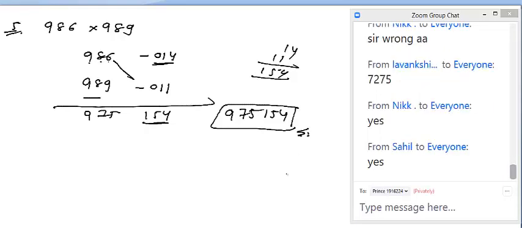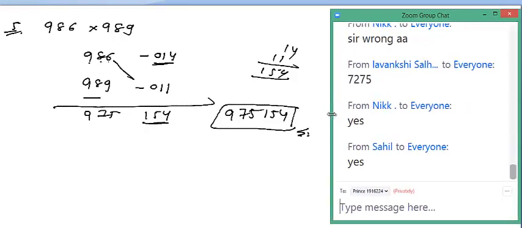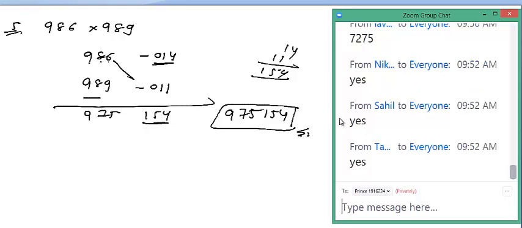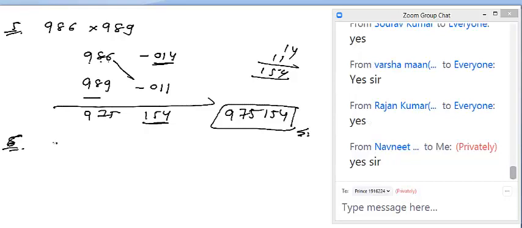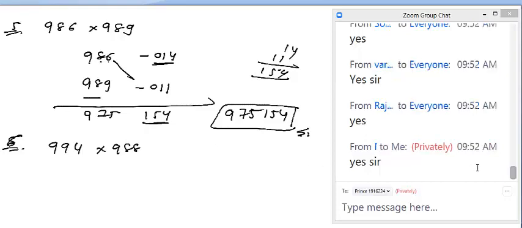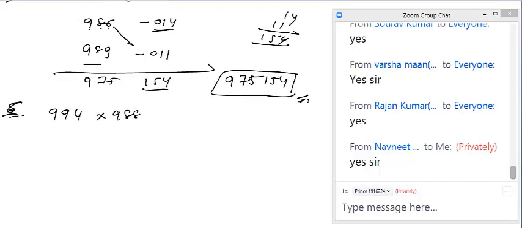Good, good, Sahil, Nikhil. Very good. Understand. Good, good, good. Shabash. Now, example number 6. Now you will do it. 994 into 988. Do it fast. Hurry up. Within seconds. Otherwise, it is very difficult. It is lengthy. It takes so much time. With the Nikhilum multiplication, you can do it very easily. Do it, do it. 994, 988. Hurry up, student, within seconds.